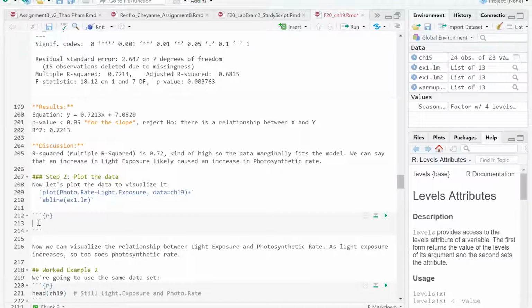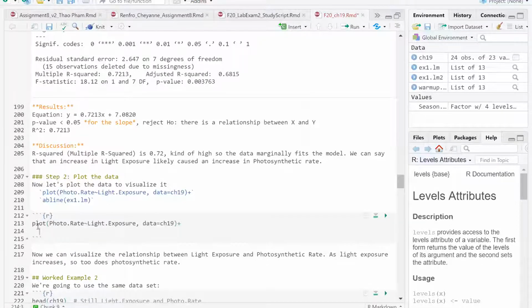So let's plot our data using the plot function. Remember our dependent variable first, so photo rate by light exposure, data equals chapter 19. Plus, you need to include that plus at the end. And when you hit enter, it'll give you this little tab, and that just indicates that the line is continuing. Ab line, and then our model, example 1 linear model.